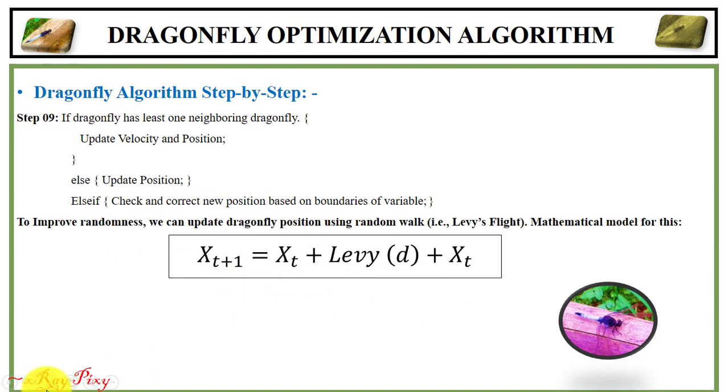To improve the randomness of the solution, we can update the dragonfly position using a random walk. Here the random walk is the Levy flight, same as we did in the cuckoo search algorithm. So you can add Levy flight here, and this one is the mathematical model that we can use to improve the randomness for any solution. And by this we can also update the position of the dragonflies in the search space.